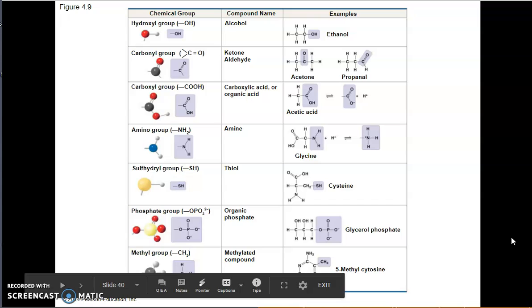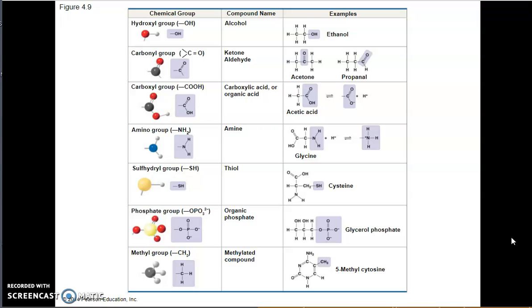Some biologically important chemical groups, you can see them all listed here. The hydroxyl group creates alcohols. The carbonyl group creates ketones and aldehydes, which are types of sugars. Carboxyl group creates carboxylic acids or organic acids, like acetic acid. The amino group is what creates amino acids. The sulfhydryl group creates thiols. Phosphate group, like an organic phosphate, like a phospholipid. And then finally that methyl group gives us methylated compounds.